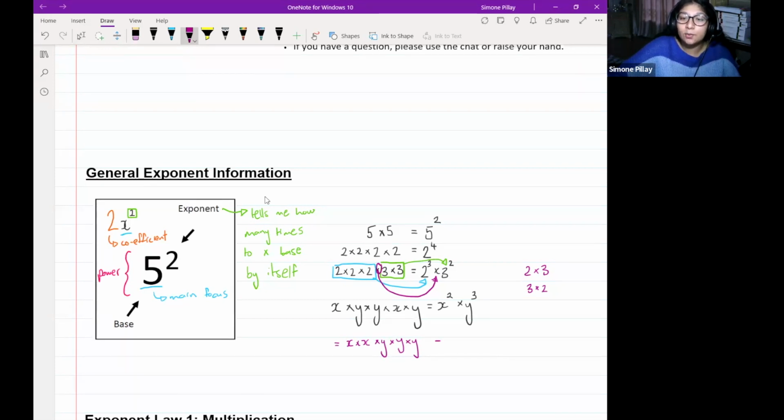And from there, it would have been easier for me to say, okay, there's 2 x's and there are 3 y's. So you guys seem to be happy with this, our general way of dealing with our exponents. Is there anybody that has any questions on this before we move on to the law that we spoke about?